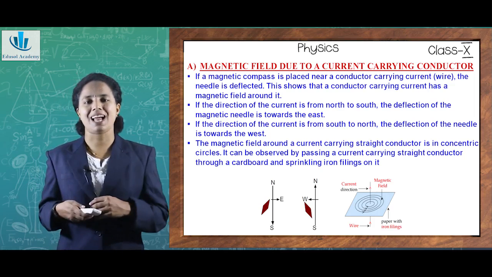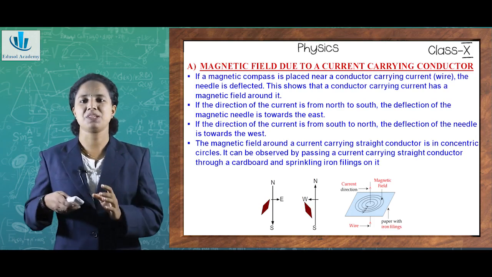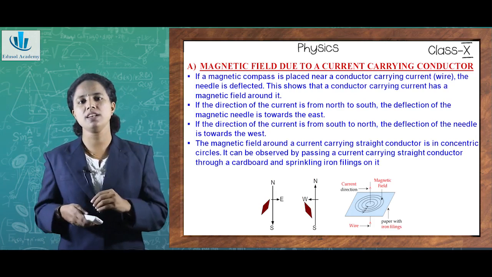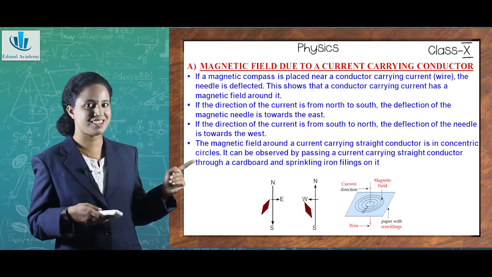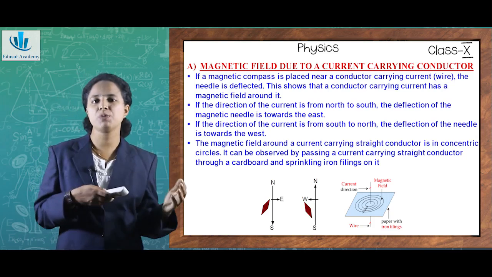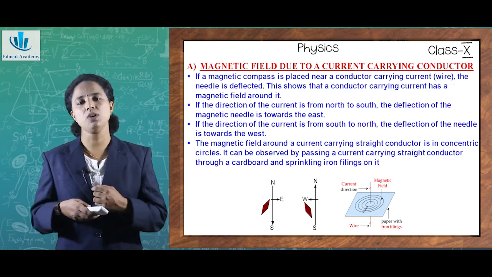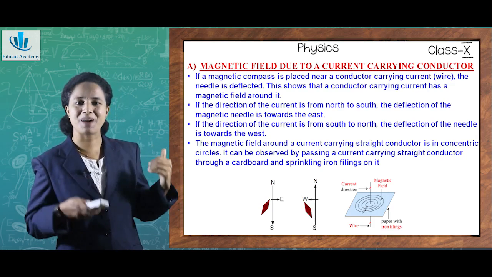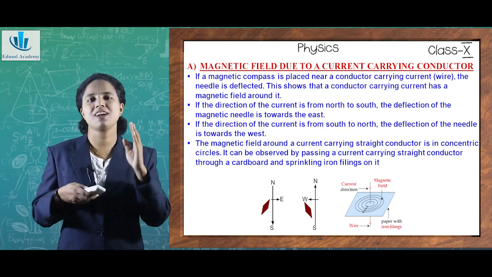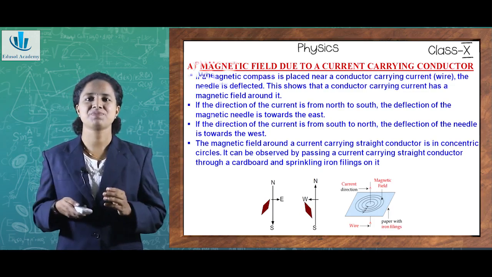So, it can be observed that when we pass a current through a conductor, a straight conductor in particular, through a cardboard and sprinkle some iron filings on it, there is something like the concentric circles that you can see in the figure. Sprinkling the iron filings on a cardboard and passing a current carrying conductor through it, you can see such a pattern of concentric circles being formed. So, the magnetic field due to a current carrying conductor has the properties that we have already discussed.